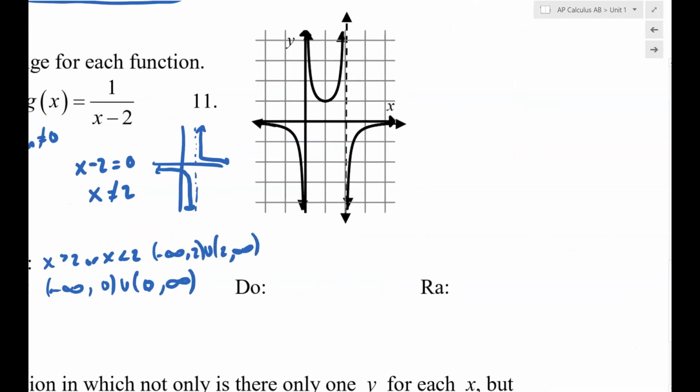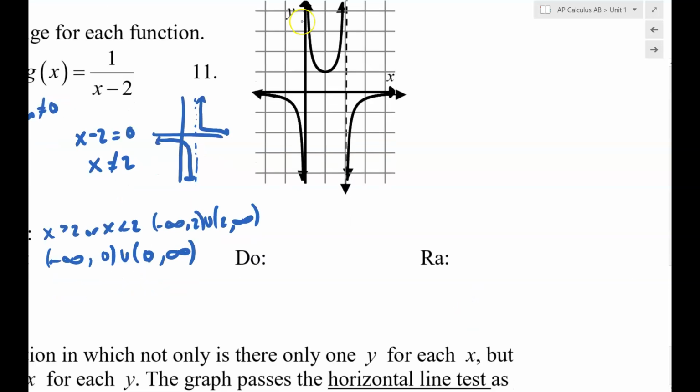And number 11, we have a visual example. Sometimes these are easier. Notice that here for this example we have an asymptote at 0 and an asymptote at 2. So x cannot be those values, right? So what we're going to say is negative infinity to 0, union 0 to 2, union 2 to infinity. Okay, that is the domain. I have breaks, right? I don't have an x value here. I don't have an x value here for my graph.